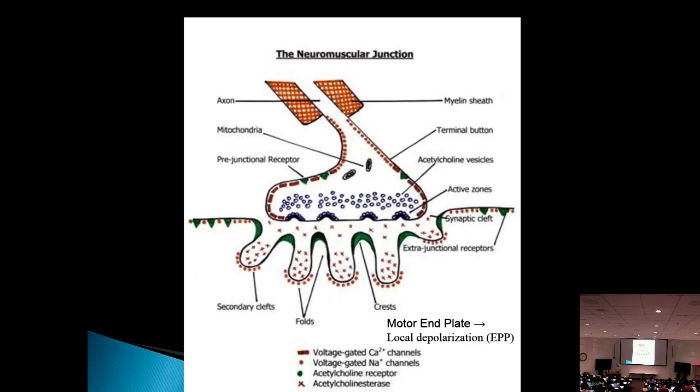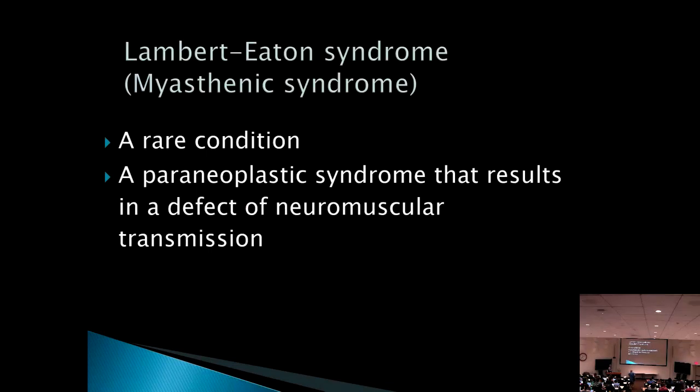Okay, so here are the post-junctional folds, and it's right here on the crest, the green areas, that's where we see these nicotinic receptors. The acetylcholinesterase tends to hang out more down here. I don't think that's that important. But stimulation of nicotinic receptors gives us a motor end plate potential, and that's just that local depolarization. So let's start with Lambert-Eaton Syndrome.